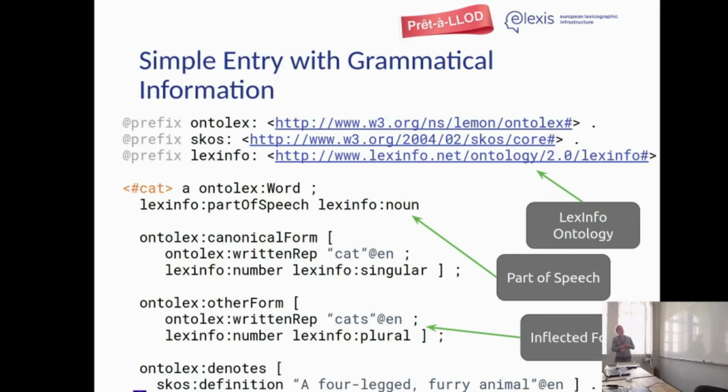We can then also use this to define our form. So our canonical form has written as cat. We can say it's number, according to what lexinfo calls number, is what lexinfo calls singular. And we have an other form. Other form is any form other than the canonical lemma form. In this case, it's cats, and it has number and plural. So of course, in most dictionaries, you wouldn't bother to list English plurals because they're very regular, but there's languages like German or Irish, for example, where plurals aren't regular and you might want to list them in nearly all cases.